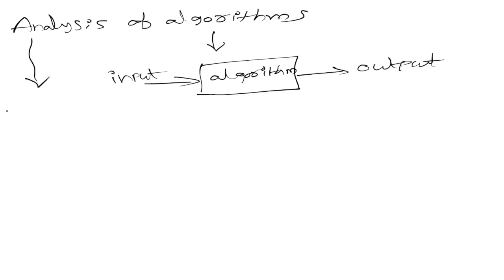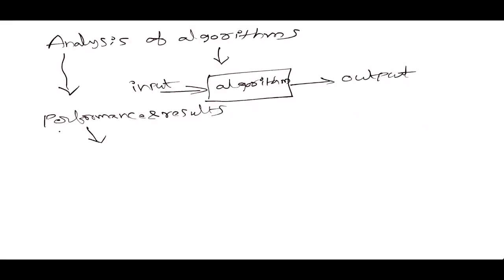First of all, why do we need to analyze an algorithm? The only reason is performance and results. We always want our algorithm to perform well, and it should be well optimized. So that's why we need higher performance. Coming to the next question, how do we analyze an algorithm?